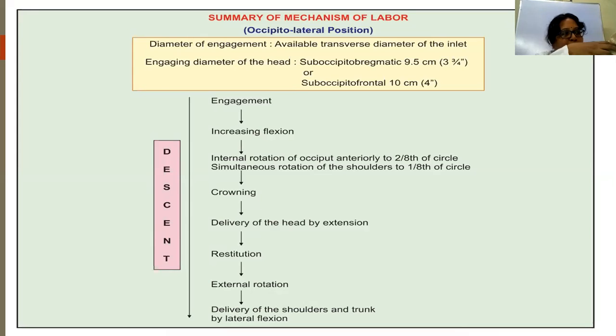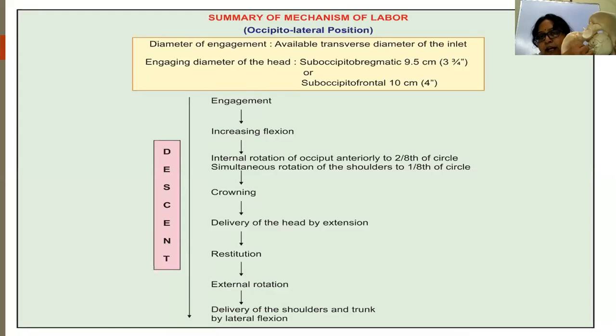In suboccipito-bregmatic, either like this, laterally, occipito-lateral. This is the occipito-lateral position, when the occiput is lateral. This is occipito-anterior, when the occiput is behind the symphysis pubis. So this is occipito-lateral and this is occipito-anterior position.